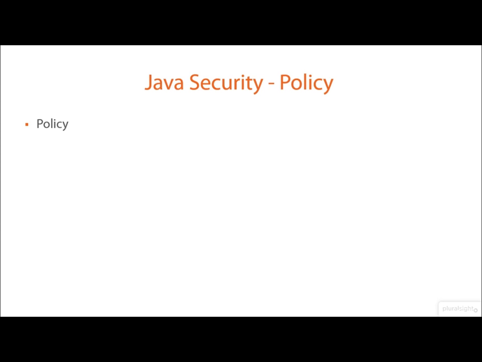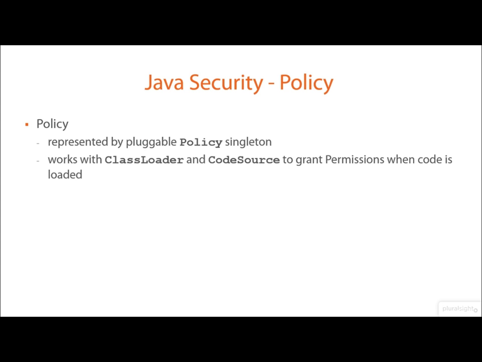There's also policy. Policy is represented by a pluggable class. So there's a default policy that comes with a framework, but you can replace that with your own policy implementation. This works with our class loader, so our secure class loader, and something called a code source. And this allows us to grant permissions when code is loaded. So this is the granting mechanism. The default implementation uses something called a policy file, which is a text file which can grant permissions to allow us to do specific things.